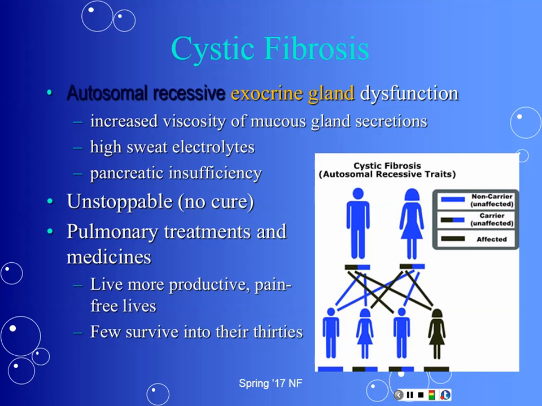Because of all those thick mucus gland secretions, they end up with pancreatic insufficiency. Their pancreas gets all clogged up with this thick, sticky mucus, and it causes them to end up a lot of times with pancreatic scarring and diabetes, type 2 diabetes secondary to CF. There is no cure for this. It's unstoppable.